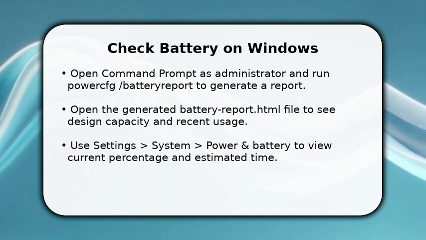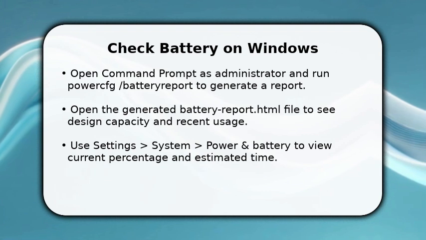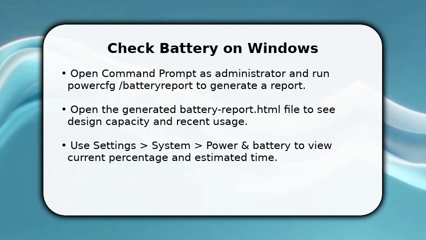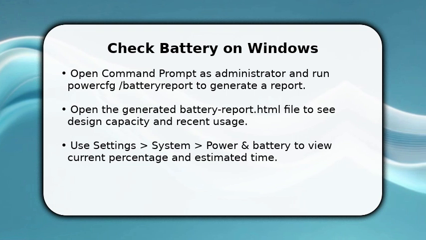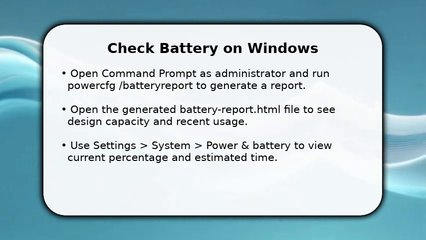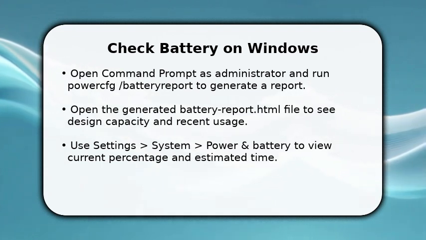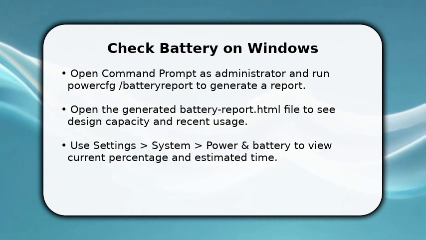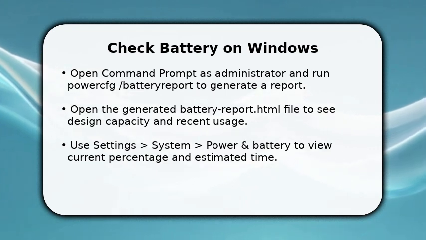Open File Explorer and navigate to the generated battery report HTML file. Double-click the file to open it in your web browser. Read the design capacity and full charge capacity numbers shown in mWh to assess health. Review recent usage and battery usage graphs for hourly and daily drain patterns.